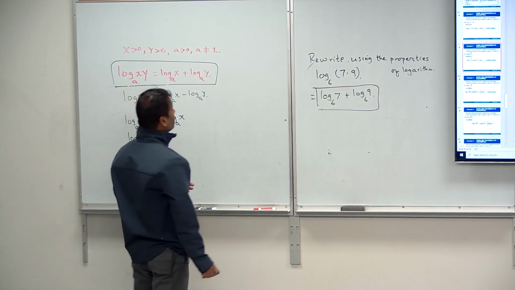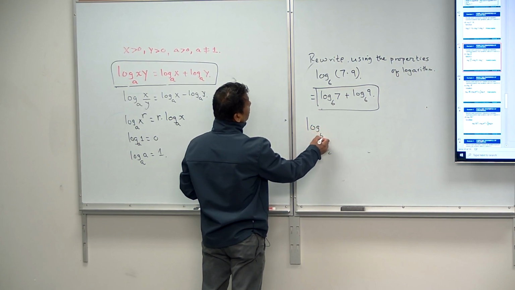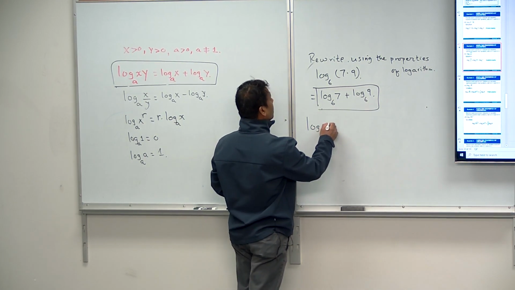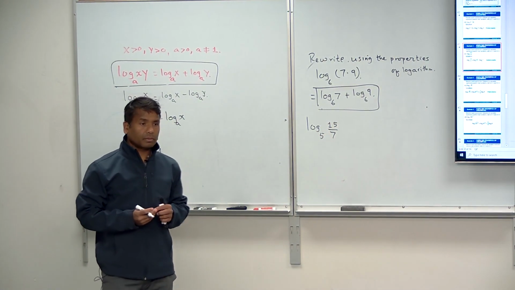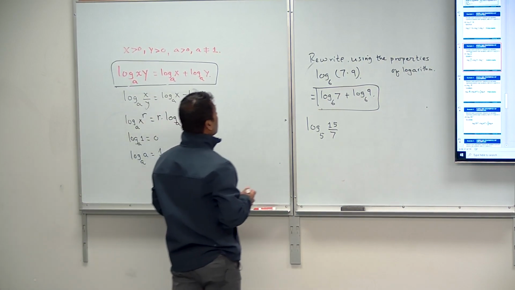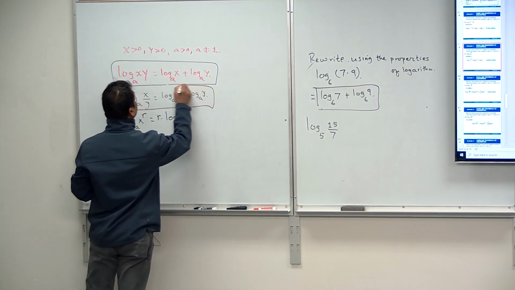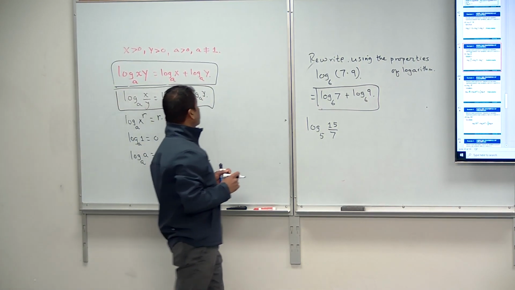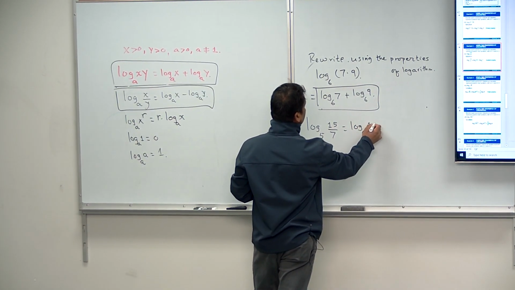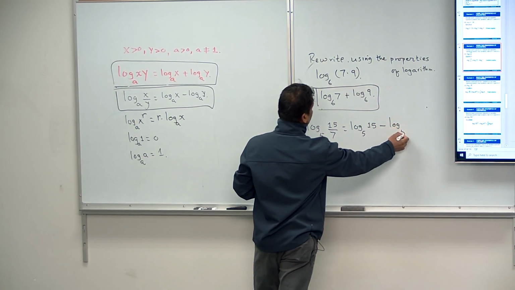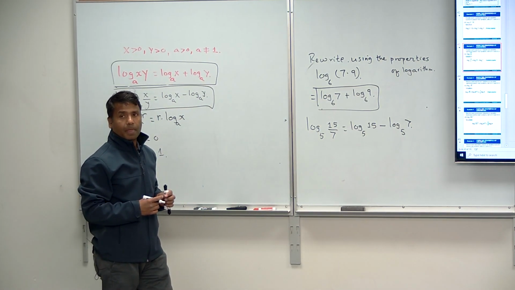And then if you want to rewrite, let's say, logarithm with base 5 of 15 over 7, you use the quotient property. If you use the quotient property, it is going to be logarithm with base 5 of 15 minus logarithm with base 5 of 7. Right? Good.